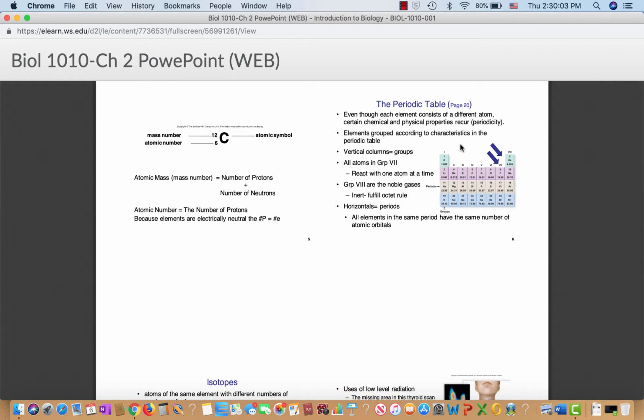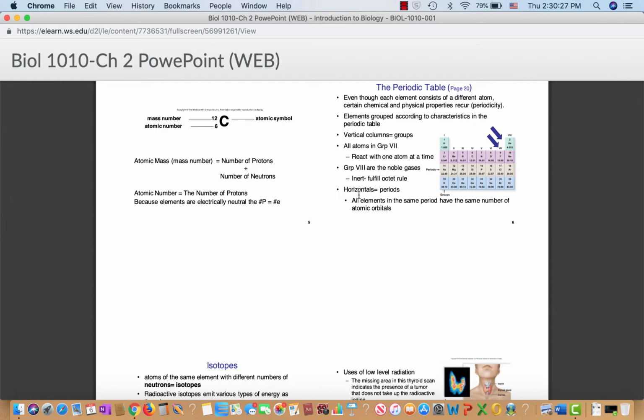The periodic table has certain trends that reoccur periodically, hence periodic table. The vertical columns are groups, and the horizontal rows are periods. The noble gases on the end here are essentially inert because their outer shell has 8 electrons in it and has completed the octet rule. And the main thing you need to know about a period is that all elements have the same number of atomic orbitals within that period.